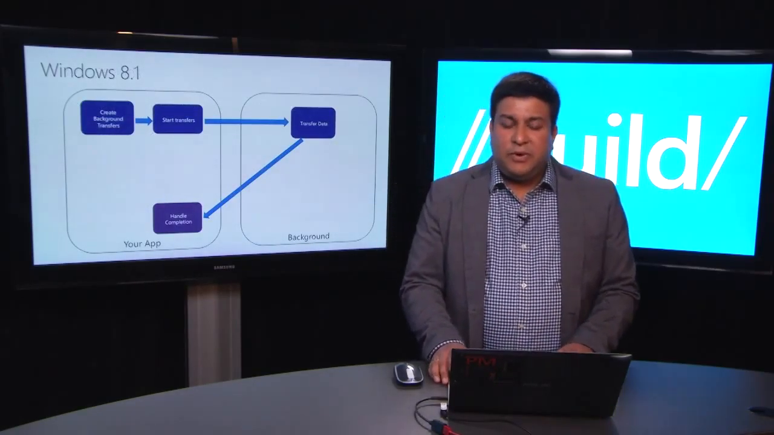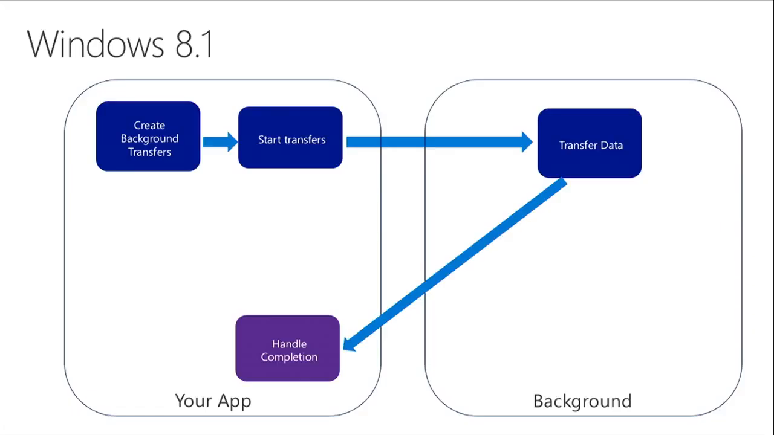In Windows 8.1, the pattern was very simple. You create a background transfer, and then you have to start those transfers from your app. Once the transfers get started from your app, the background process takes over and transfers the data in the background for your app. And at the end, it sends a completion handler callback to your app.